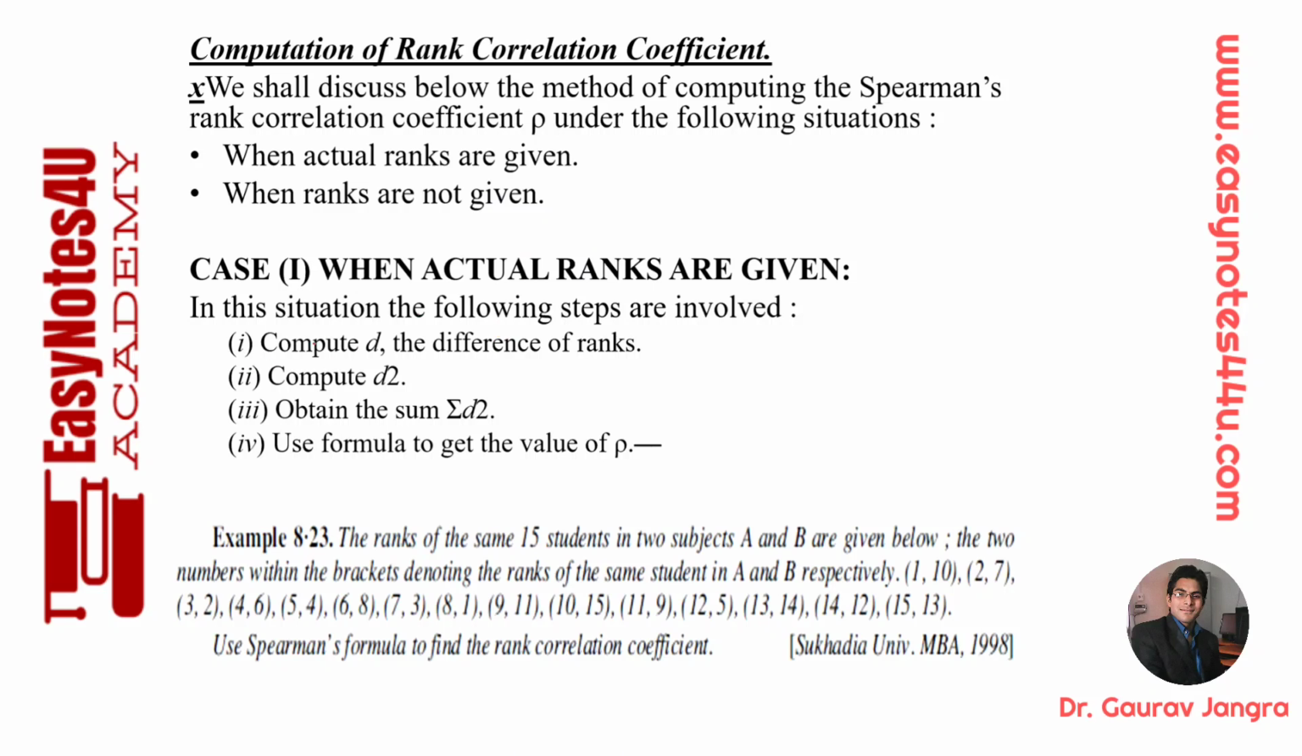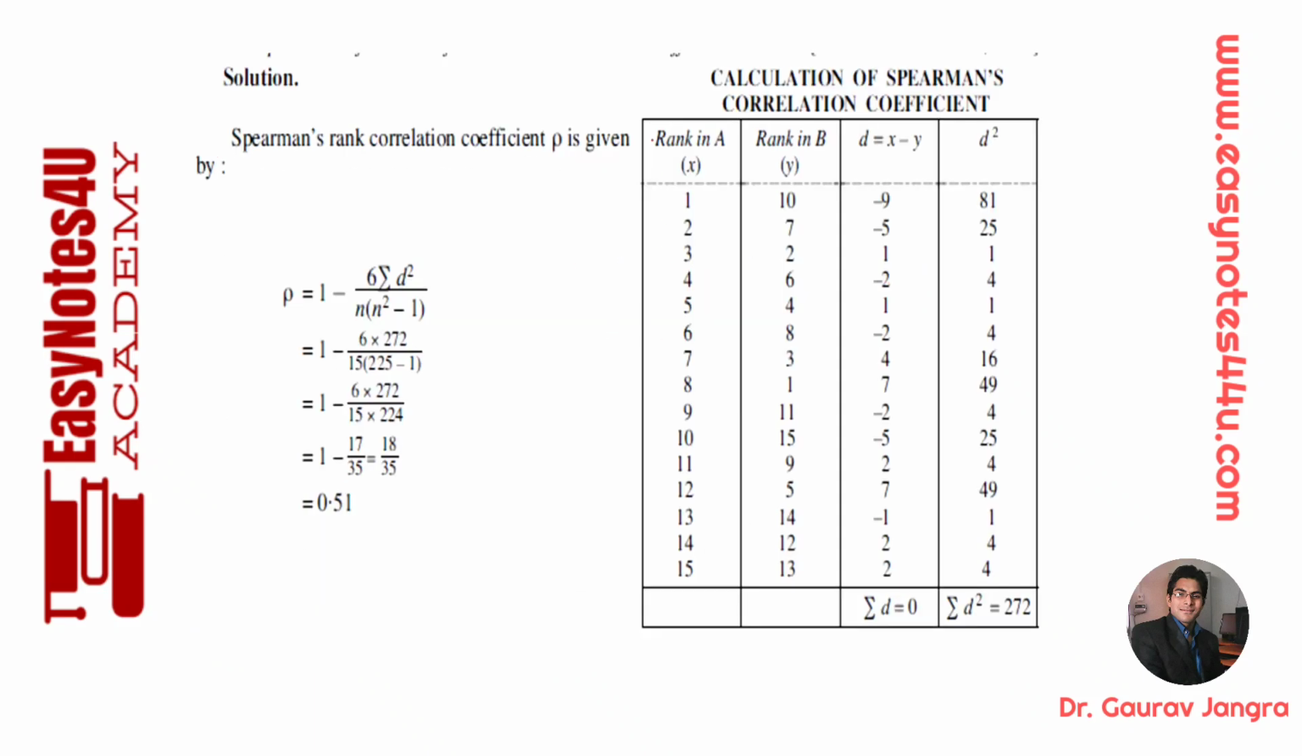So how can you compute that? There are two cases in which we can compute the rank correlation coefficient. First is when actual ranks are given, and the other is when ranks are not given. So the first case, when the actual ranks are given, how do you calculate? This is an example where the ranks are already given.